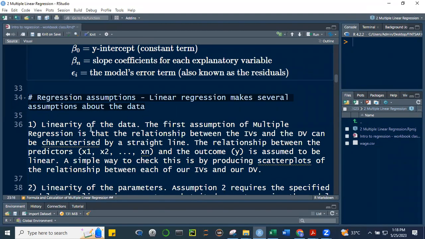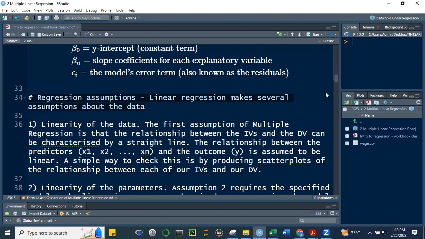Okay? Number 1 is linearity of the data. What do we mean by linearity of the data? Okay. So what's our goal? Our goal is to be able to predict y or to explain y using x. So our first assumption, needed if we are to come up with a model, is that the relationship between y, your dependent variable, and x, your independent variable, should be linear. Okay, so what do we mean by that?